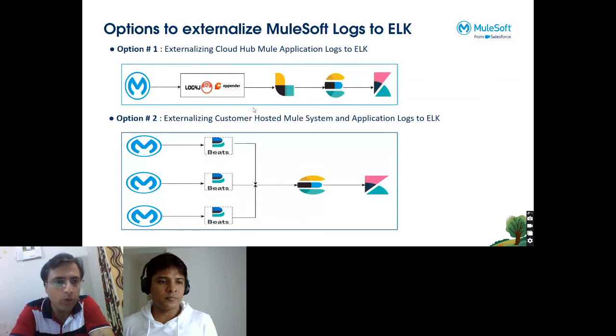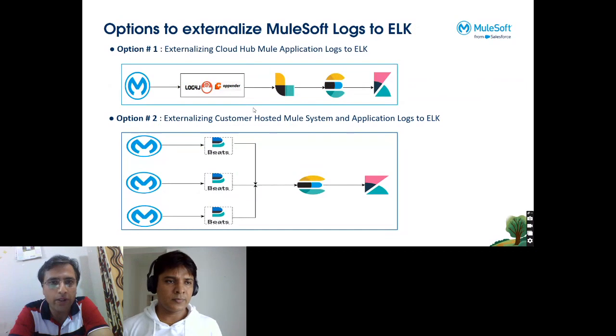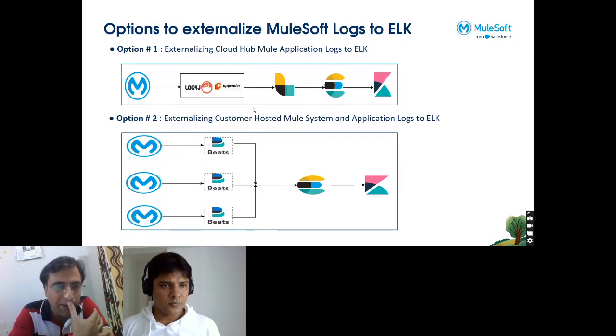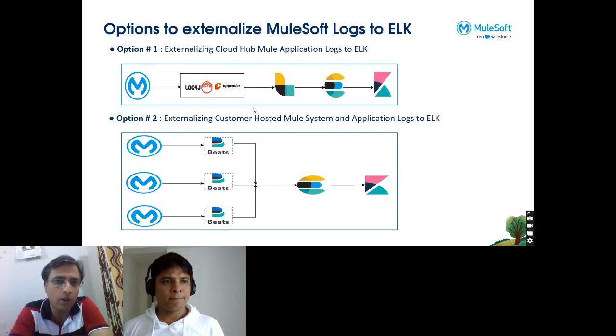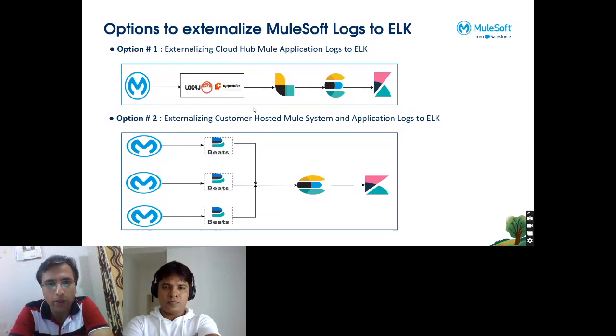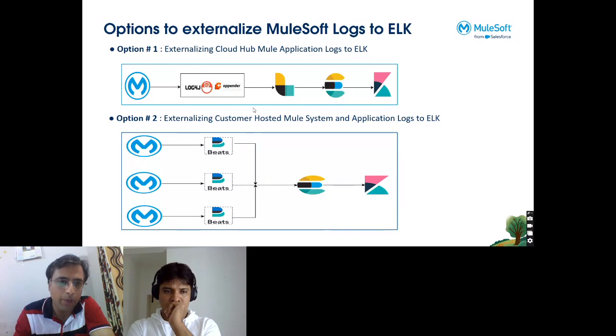So here are the two options that we will use to externalize the logs to ELK. The first one is externalizing the CloudHub Mule application logs to ELK, and the second one is externalizing the customer-hosted Mule runtime and application logs to ELK. From CloudHub, we will be using log4j with the socket appender. They will forward the logs to Logstash, and from there it will go to Elasticsearch, and from Elasticsearch it will be displayed through Kibana.